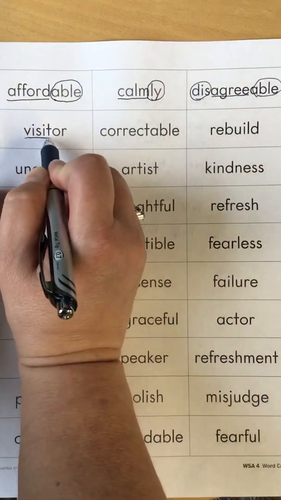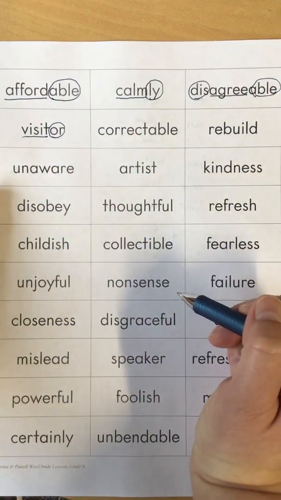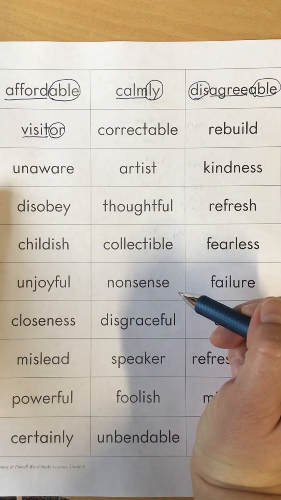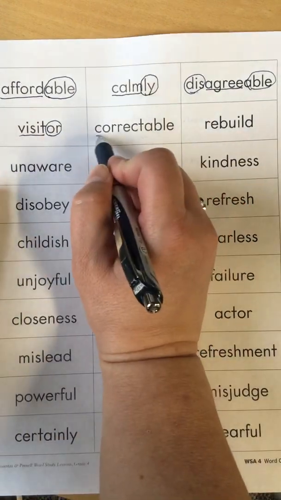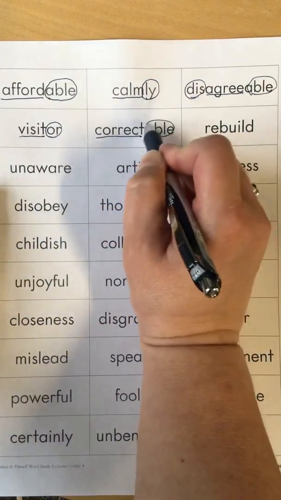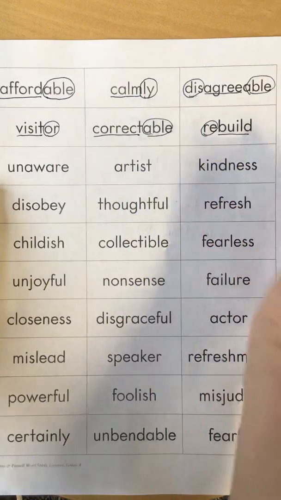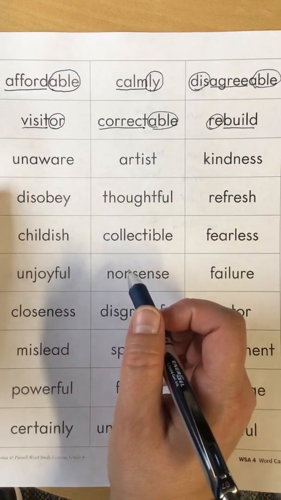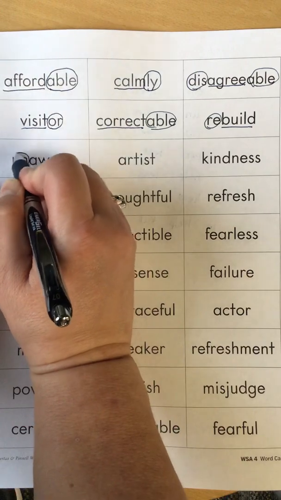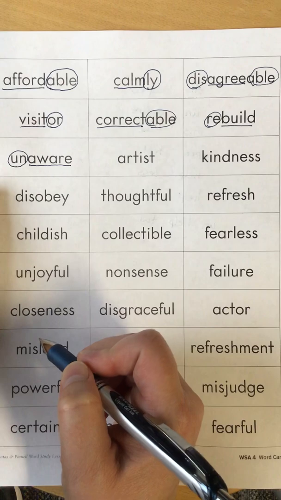Here we've got visitor and the suffix or. Or and er are often used as a suffix to suggest a person. So one who visits. Here's the word correctable. Re is a prefix meaning again, do again. So rebuild would mean to build again. Unaware. Un means not. So this word means not aware.